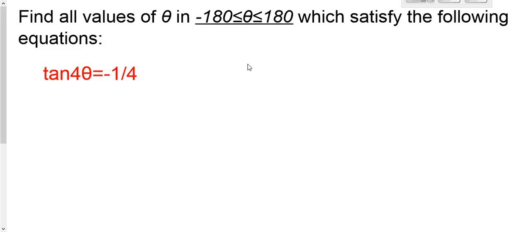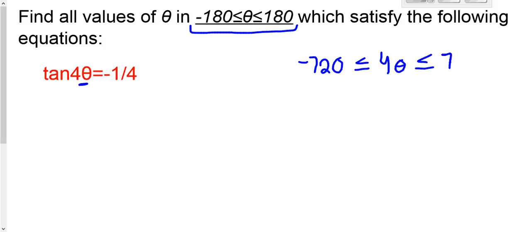Now, our second problem is a little bit different. We're still using tangent in this case, but we do have a 4 theta in the middle. So when we have that 4 theta, we know that we're going to have to take our interval and multiply that by 4. When we multiply everything by 4, we get negative 720 less than or equal to 4 theta less than or equal to positive 720. So that's our interval that we're looking in, and we'll divide by 4 later.